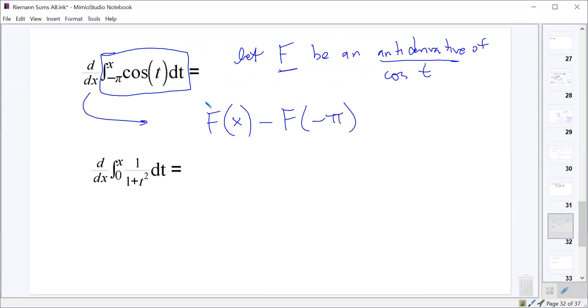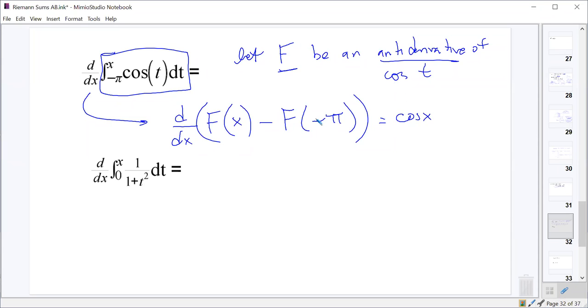And then we also have to include into this, then now we want to find the derivative of that. Good or no? Yes. Okay. Cool. So what is the derivative of capital F of x? What's the derivative of the antiderivative of cosine? It's just the original function. It's just the cosine of x.